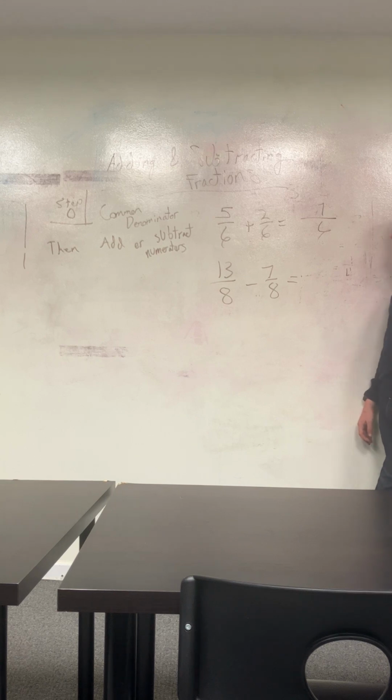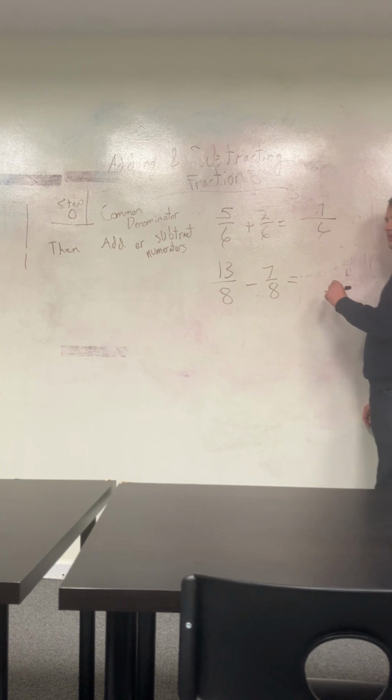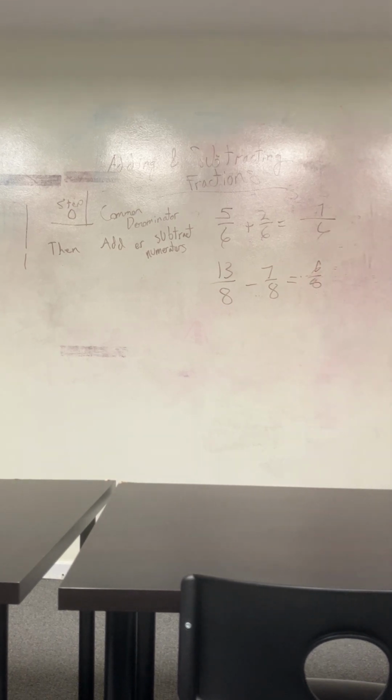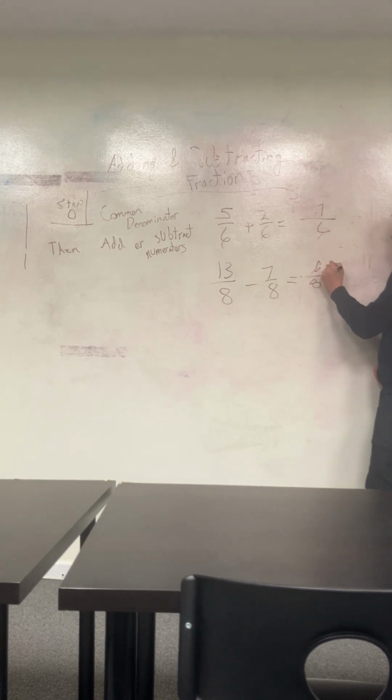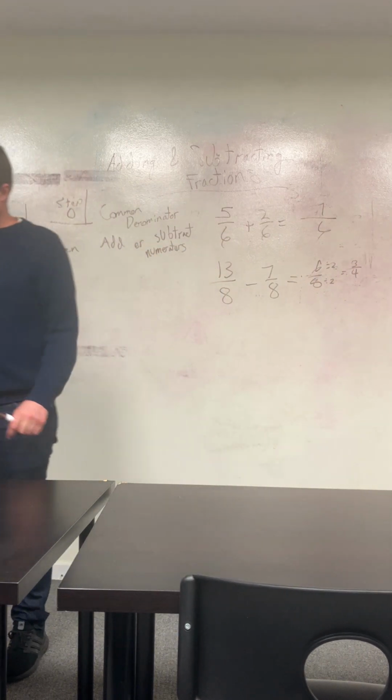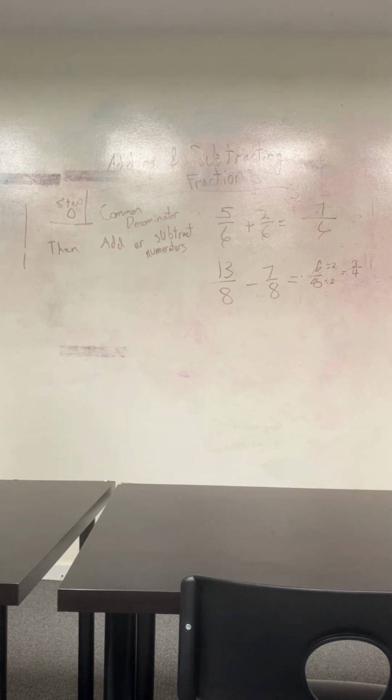What about this next one? 20 over 8. This is subtraction. Oh, 6 over 8. Yeah. Sorry, 6 over 8. Divide by 2. 6 divided by 2. And it's 3 over 4. Good. That's right. Brilliant. All right.